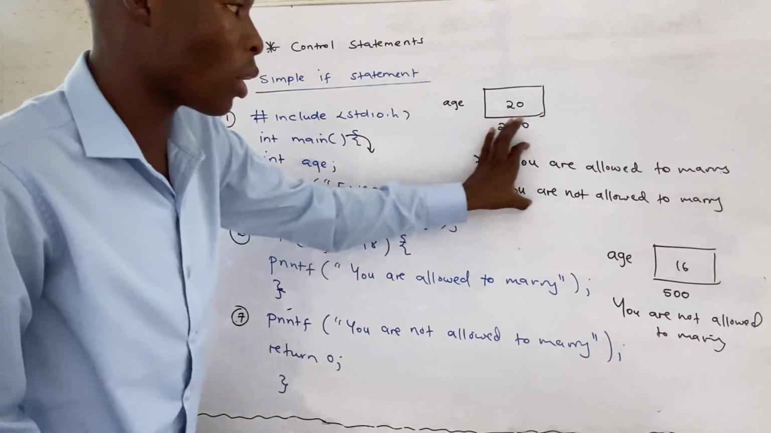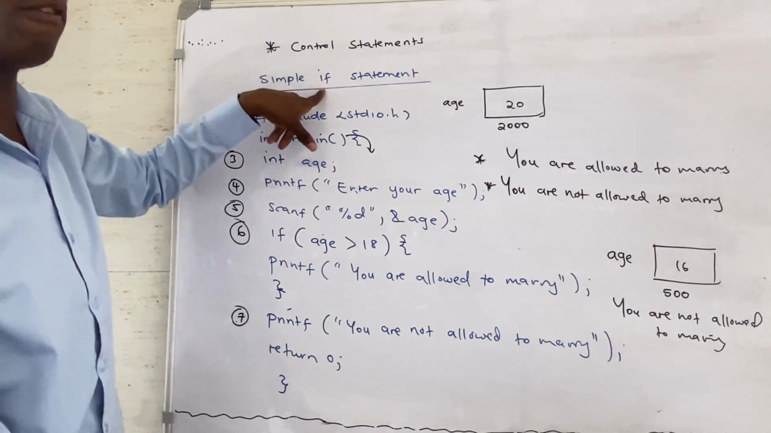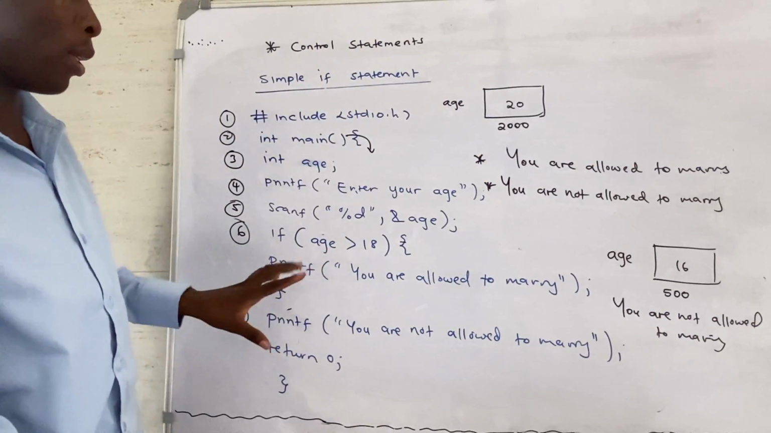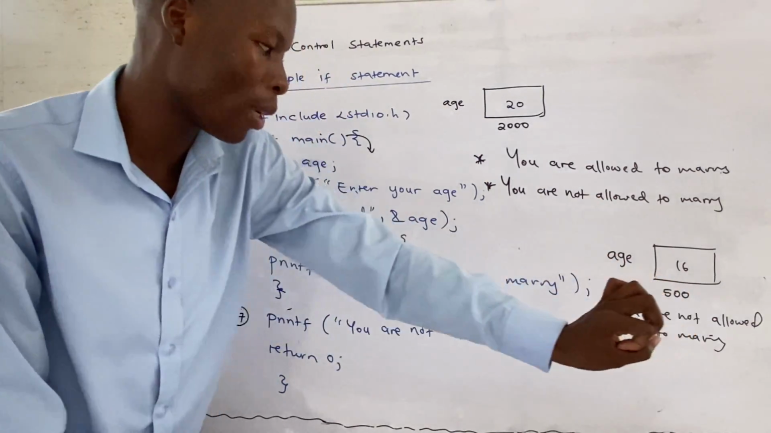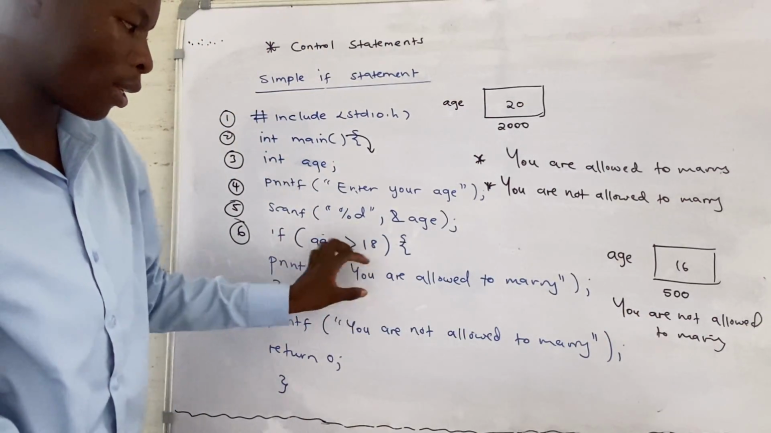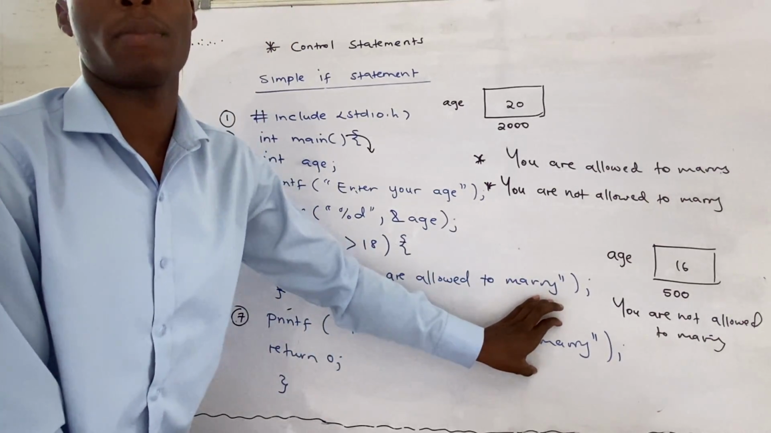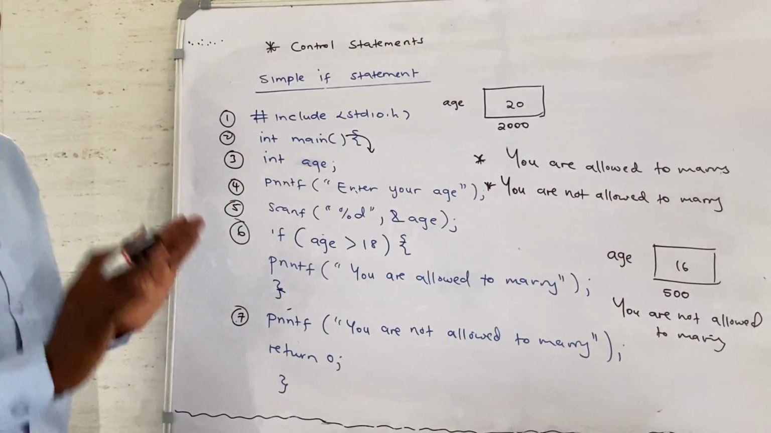In order for you to resolve this problem, we are going to study what we call the if-else statement. If you want this only to be printed and this not to be printed, it means you are supposed to say if age is greater than 18, printf this. Else, printf this. Okay, we'll see how to use the simple if-else statement.